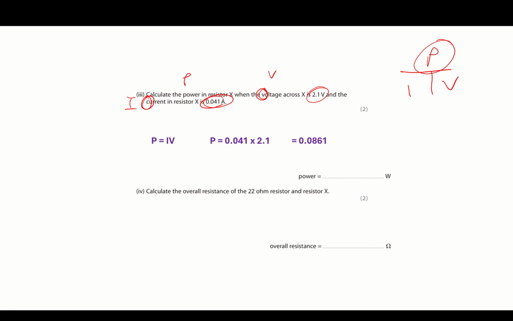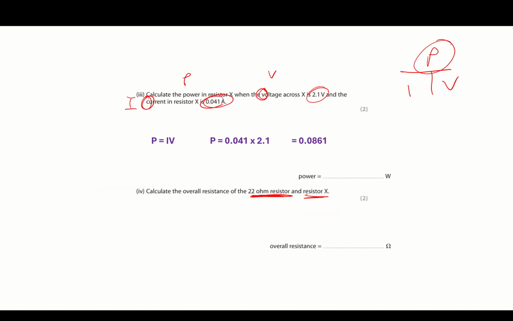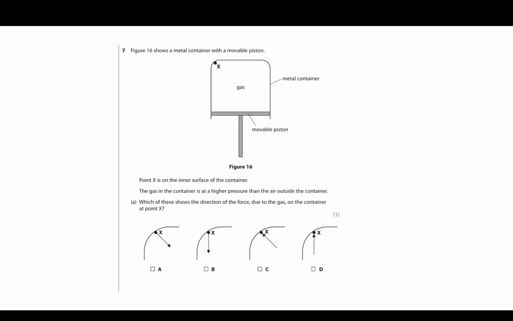Done. Calculate the overall resistance of the 22 ohm resistor and resistor X. So what do we need to know? Well, we know that the one is 22. The other one is 50 because we calculated that before. Obviously, if you use the 51.2, they'd give you the mark. So now we just add the total resistance of those, and we've worked it out is 72 ohms. All done.